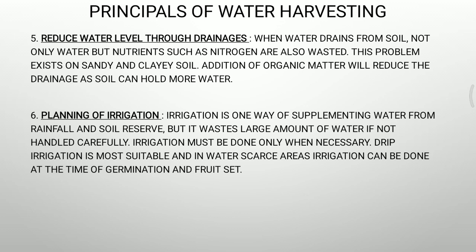Next principle is to reduce water level through drainages. When water drains from soil, not only water but nutrients such as nitrogen are also wasted. This problem exists on sandy and clayey soil. Addition of organic matter will reduce the drainage as soil can hold more water. So if there is drainage in the soil, the water cannot be held in the soil. That is drainage. It will go and it will be wasted.